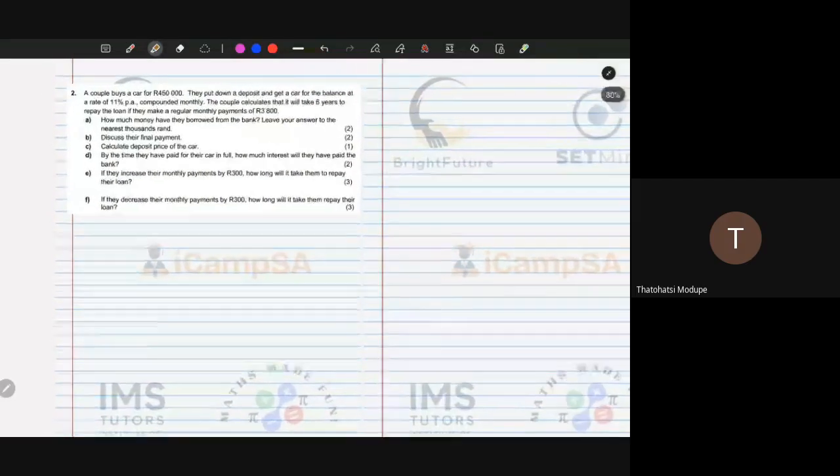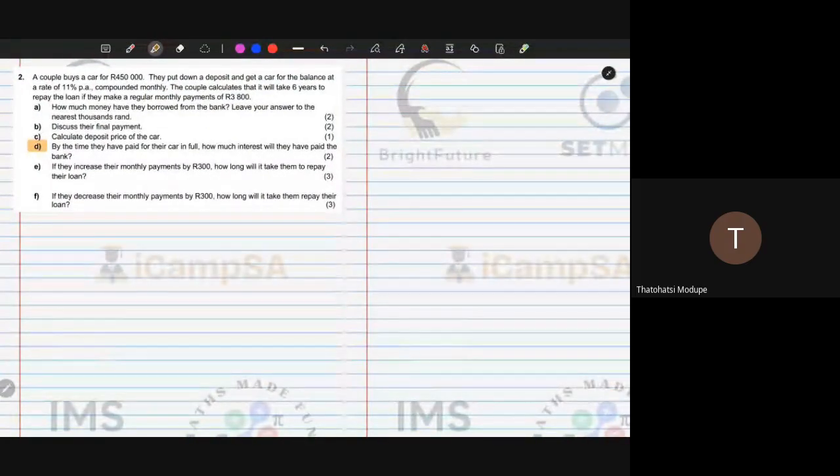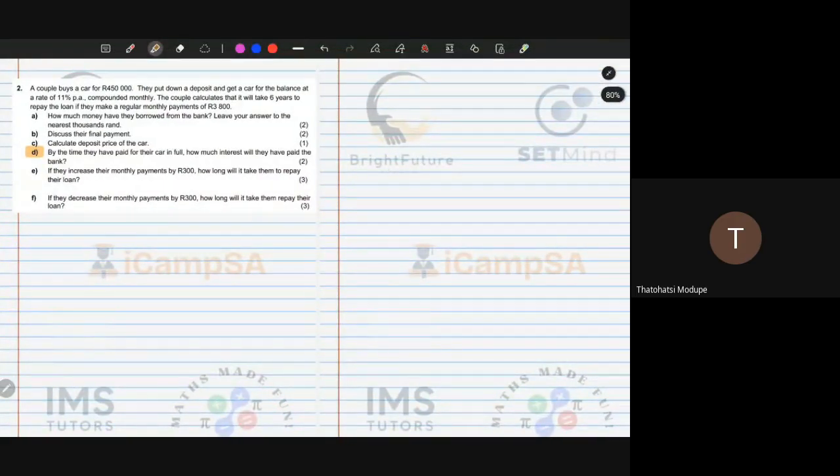So let's have a look at the next question, which is D, guys. For D, they say by the time they pay their car in full, how much interest would they have paid the bank? Now, guys, we need to think of the interest that we paid to the bank. So we know how much we owe the bank, or how much they tell us we need to pay them, and we know how much we paid. So how do we find the interest, guys? Think about it carefully. So we're looking at D for interest.